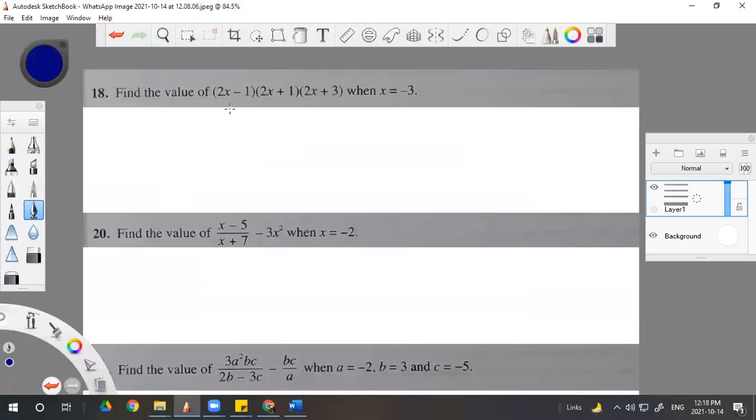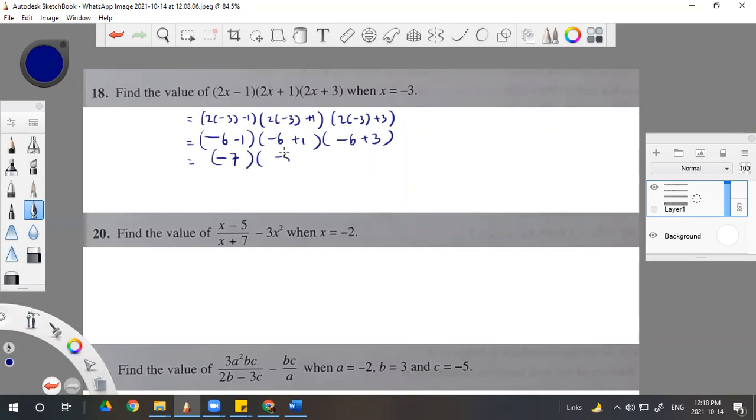Oh, piece of cake. Find the value of 2x minus 1, 2x plus 1, 2x plus 3 when x equals negative 3. Oke, masukin. 2 times negative 3 minus 1, 2 times negative 3 plus 1, right? 2 times negative 3 plus 3, right? So what is the value? 2 times negative 3 is negative 6 minus 1, close. Negative 6 plus 1, close. And negative 6 plus 3, close, right? So negative 6 minus 1. Negative 7. Yeah, good. And then next.